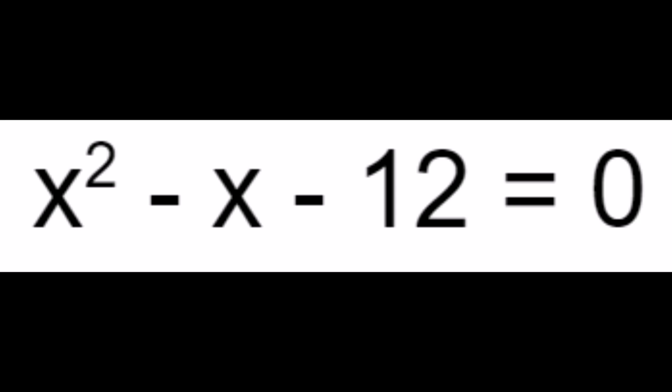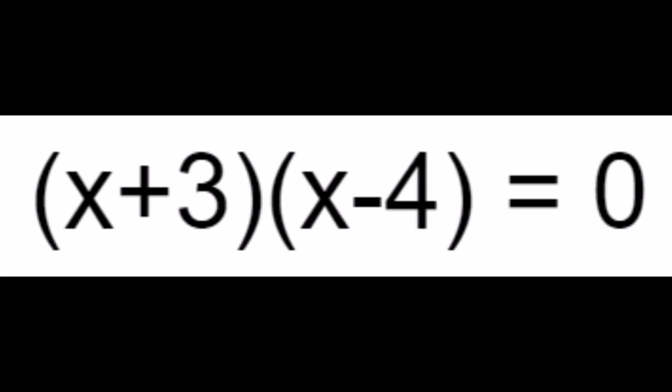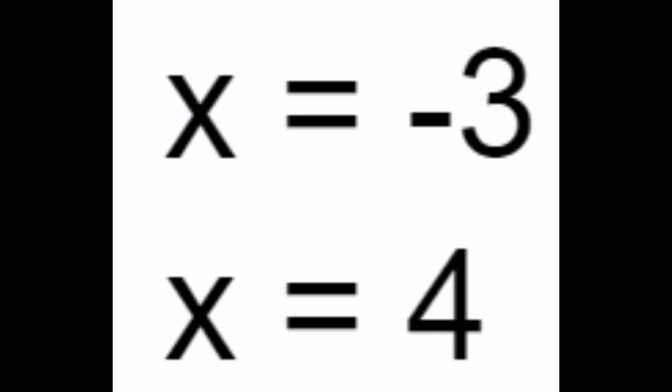Another example where this works is when your x term is negative. For example, x squared minus x minus 12. In this case, you find two numbers whose sum is negative 1 and product is negative 12. In this case, we have 3 and negative 4. Factoring with this method gives us that x plus 3 times x minus 4 equals 0. The two solutions in this case are x equals negative 3 and x equals 4.